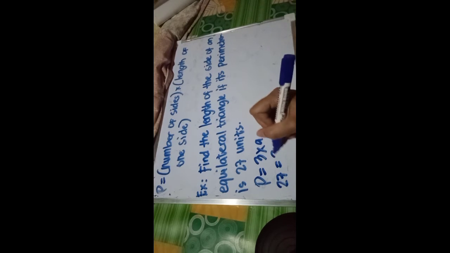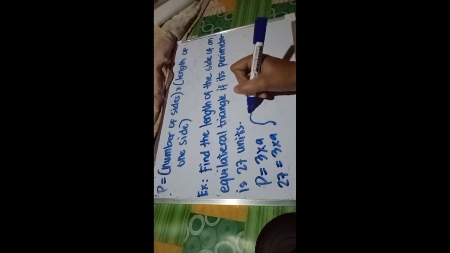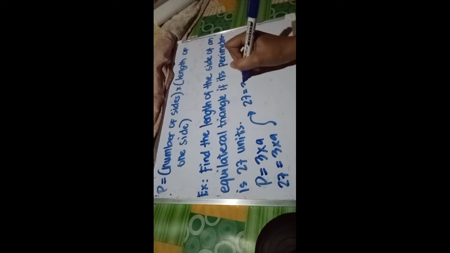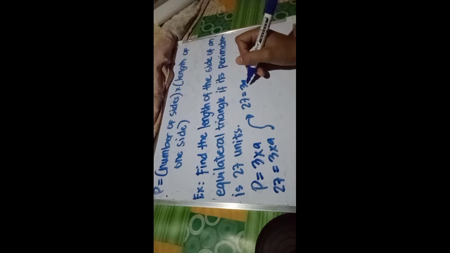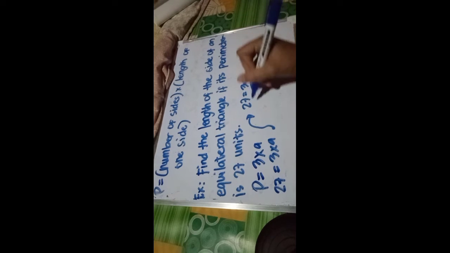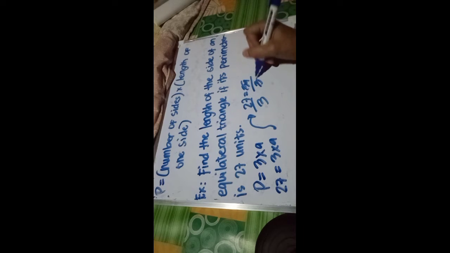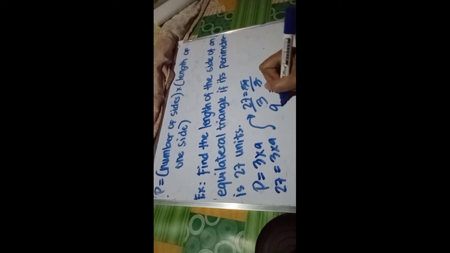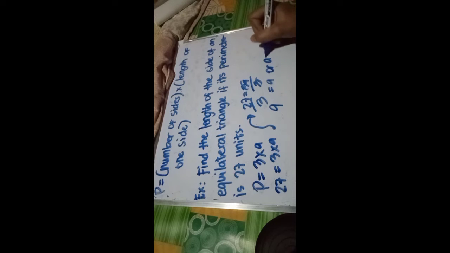So 27 equals 3 times a, that is 3a. Now we're going to divide both sides by 3, then cancel, so it equals a. 27 divided by 3 is 9, so a equals 9 units. Therefore, the length of the side of the equilateral triangle is 9 units.